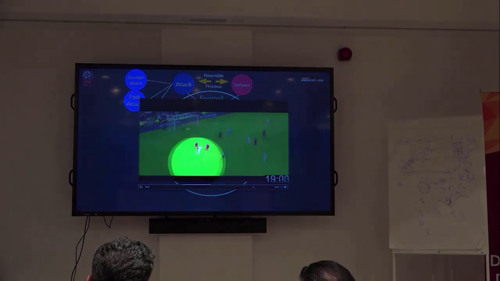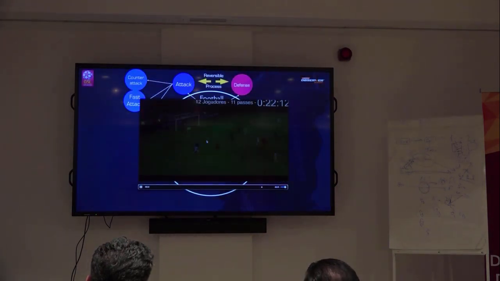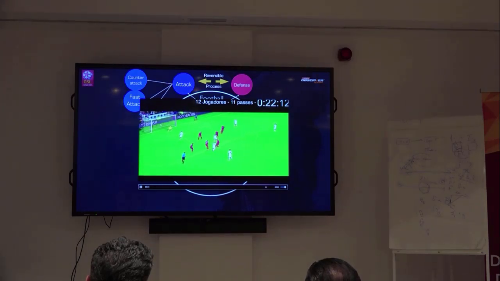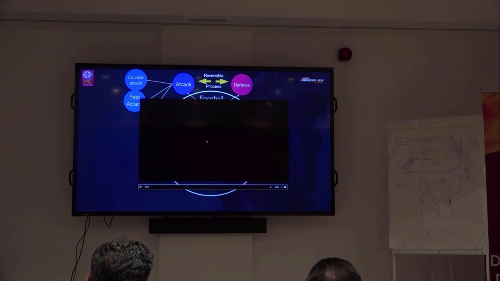Look at the position of Sevilla. Look, all the players are almost there. It was fast. Okay? The limit between the fast attack and the counter attack is the organization. For me, it is the organization of the other team.